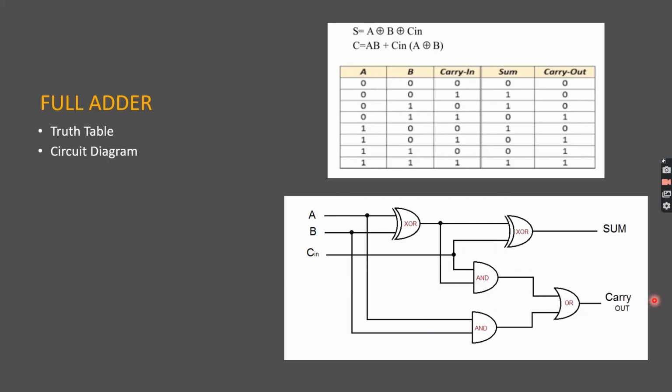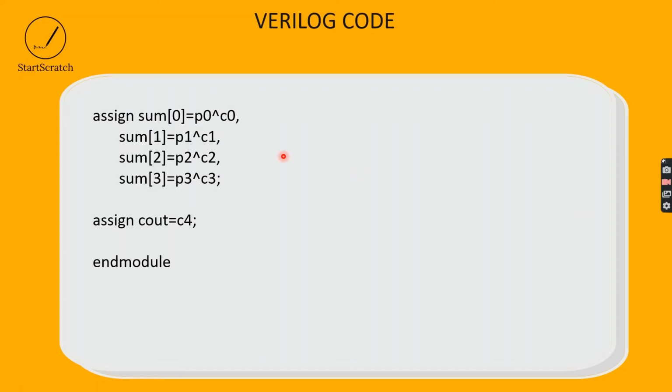And here you are getting C out. Now this Cn will be given to the P0, and performing an XOR gate operation, you will be getting sum as an output. Here sum 0 is equal to P0 XOR C0, and C out equals C4.